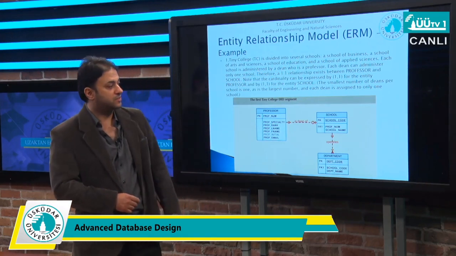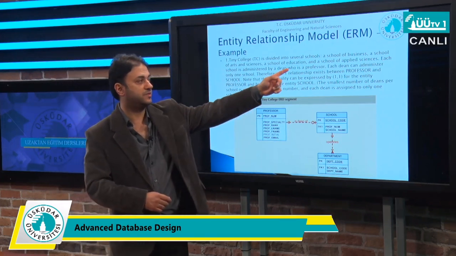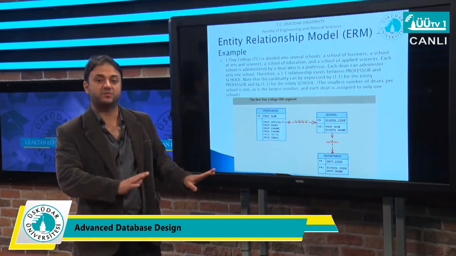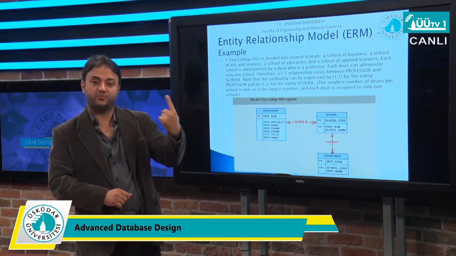So let's go one by one. A school of business, a school of arts, a school of science. Those are the names of schools. Let's start from here. We know that we have many schools. Now, each school: I'm talking about one.